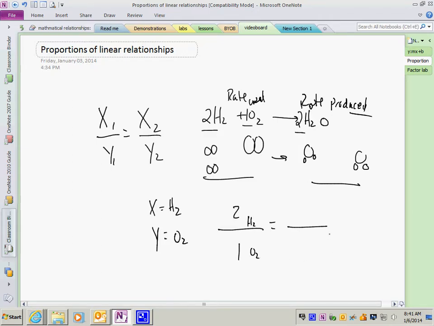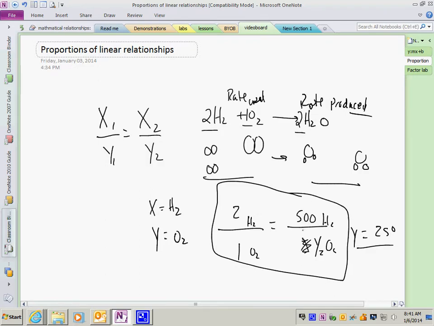All right, so if I consume, let's just say, 500 H2s, cross multiply and divide, my unknown value here, which I was calling Y, Y2 for exact, cross multiply, would be Y equaling 250. And this might be easy to see that for every 2 of these, I need 1 of those. So if I have 500 of these, I need 250 of these. Pretty straightforward.